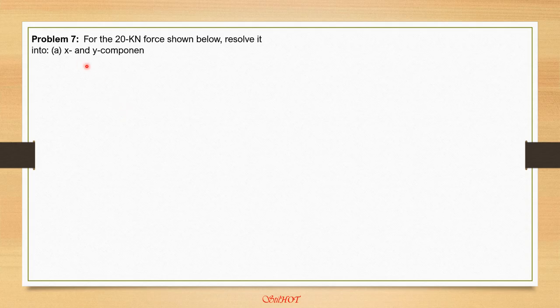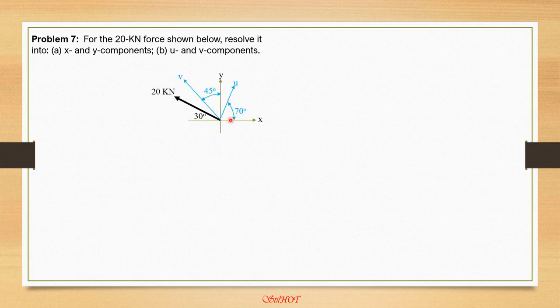Okay, let's have example or problem 7. For the 20 kilonewton force shown below, resolve it into x and y components, u and v components. So this time, u and v are not perpendicular to each other. So first, for the 20 kilonewton force, it is directed up to the left. So we expect that the x component is negative and the y component is positive.